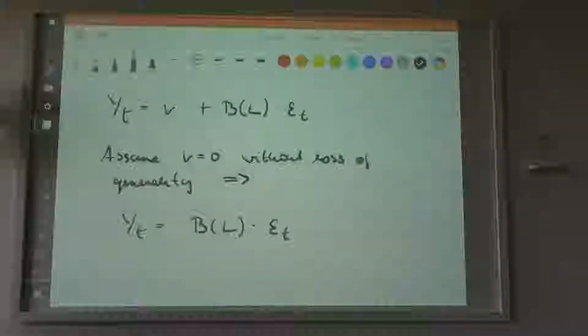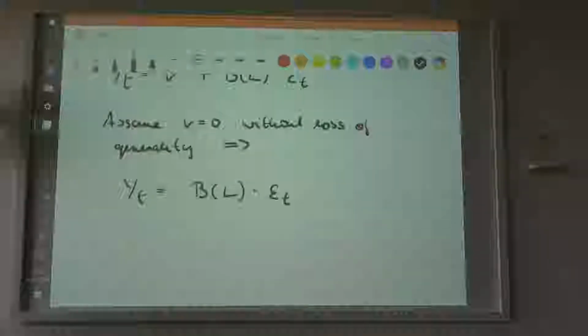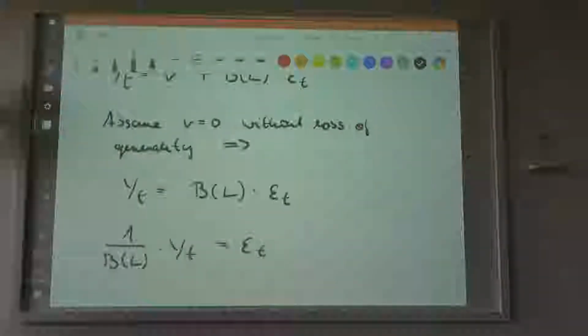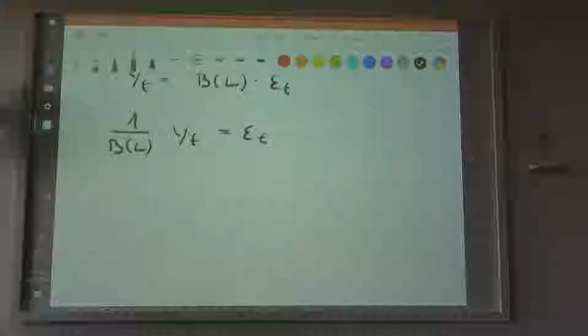the white noise. So basically, what you can do is you have 1 over the lag polynomial times Yt is going to be equal to the noise. That's the first thing that we notice here. So 1 over B of L times the process is going to be equal to the noise. That's the first thing here to remember.